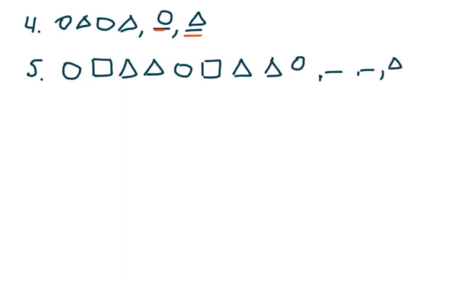Okay, so here we have another pattern. It's a picture pattern: circle, square, triangle, triangle, circle, square, triangle, triangle, circle, blank, blank, triangle. It's a pattern, and what I'd like you to do is supply these two blanks. What are the two figures, the circle, square, or triangles, that go into these two here? You can put me on pause and complete that.